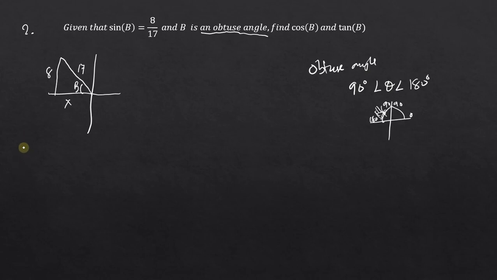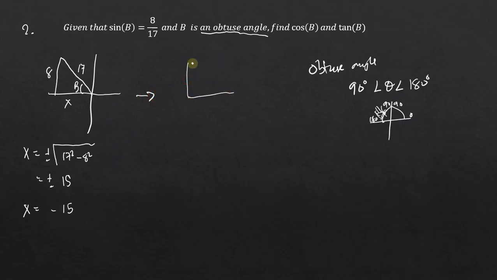So from Pythagoras theorem, you know that x is plus or minus square root of 17 squared minus 8 squared. And when you do that with your calculator, you should get 15. But we know that the x here is lying on the negative x-axis, so x should be equal to negative 15, right? Now after finding that, you can redraw our triangle to look like this.